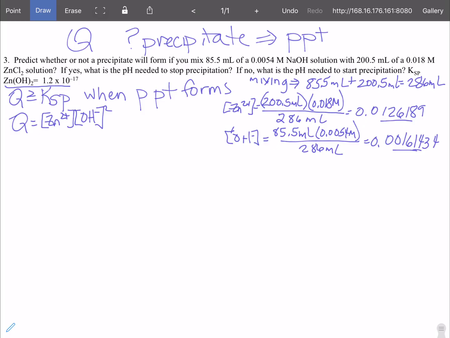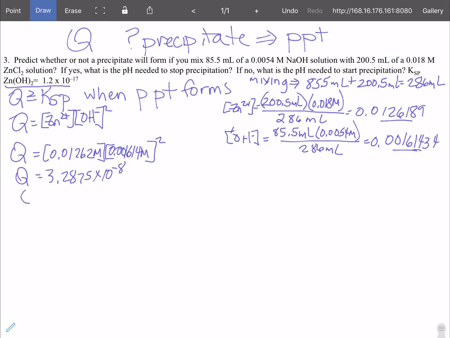Okay? So my Q value is going to be equal to 0.01262 molar times 0.001614 molar, and again it's got to be squared. So Q comes out equal to 3.2875 times 10 to the minus 8th.